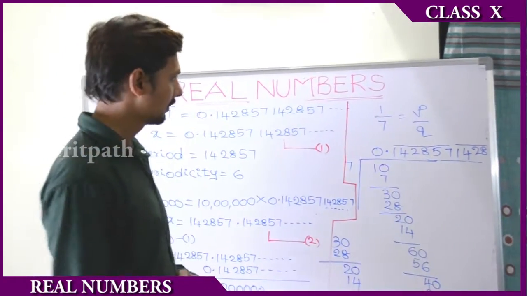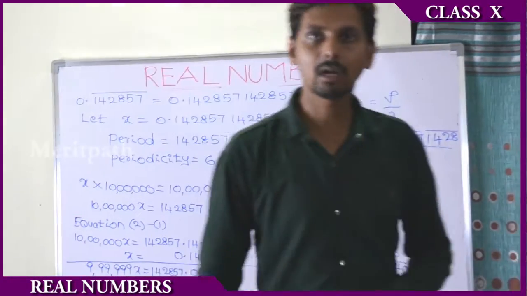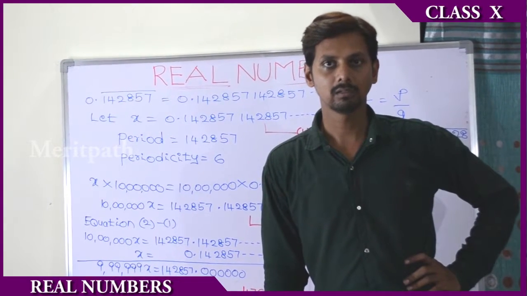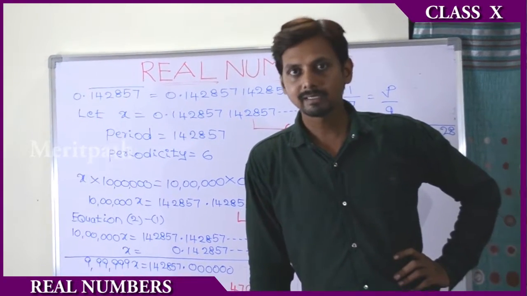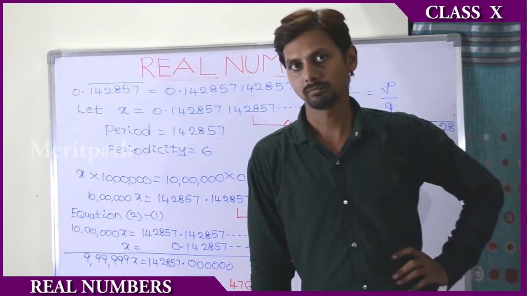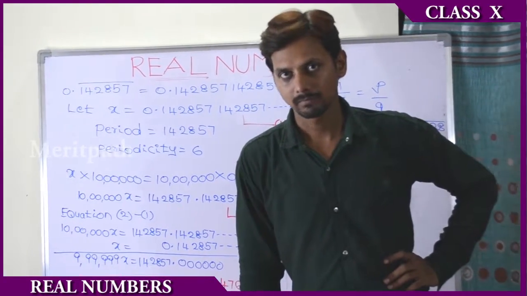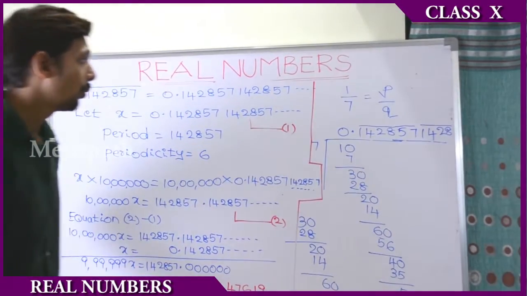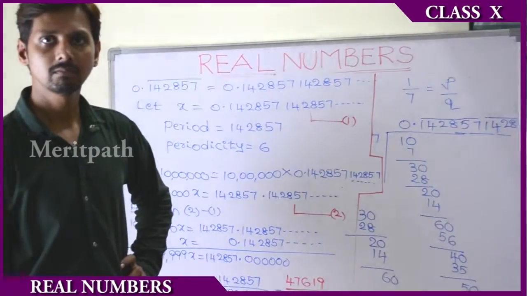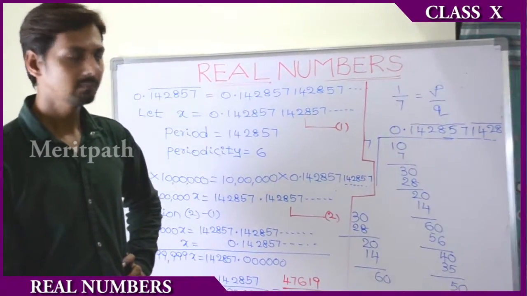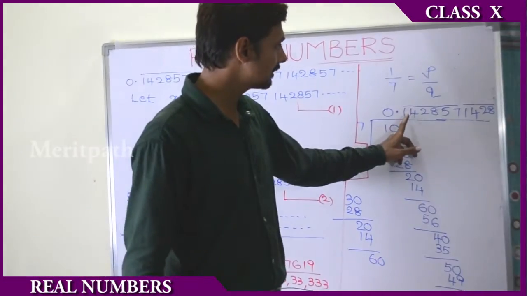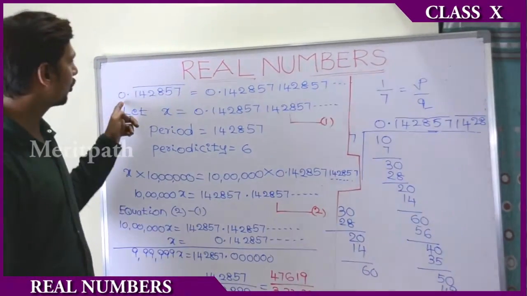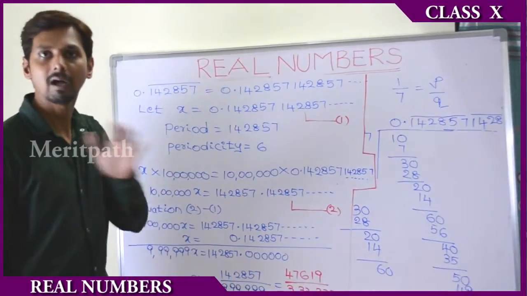So let us see now. We have taken one of the non-terminating recurring decimals and how to represent it in the form of P by Q. We take the same example, 0.142857, which is repeating. The decimal places are repeating, that are 142857. So it is 0.142857 bar.